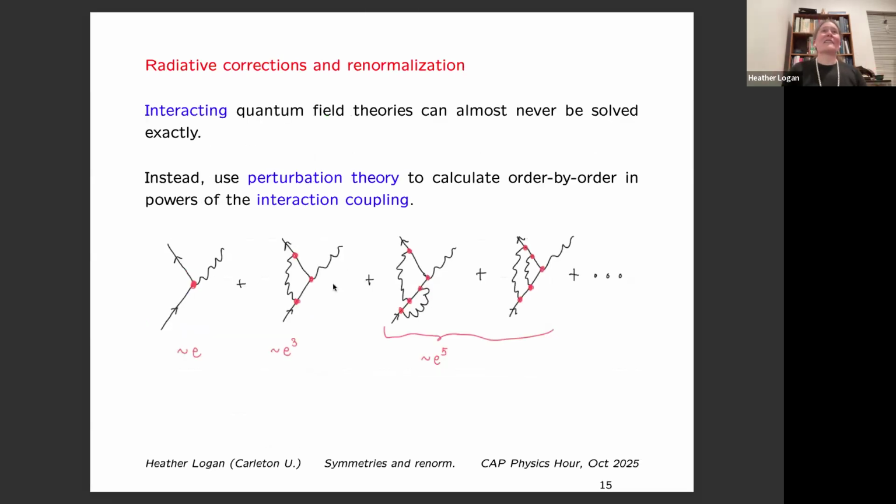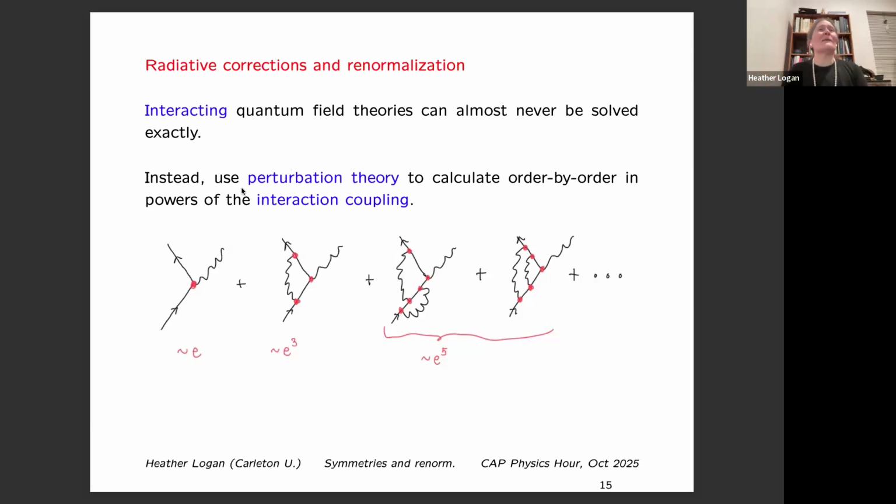So what do I mean by radiative corrections? Basically the idea here is that if you have a quantum field theory and there's interactions in it, which is like all interesting quantum field theories, they can almost never be solved exactly, which sucks. The reason you can't solve them exactly is basically because it's not a linear differential equation. It's a nonlinear differential equation, and so you can't just get a complete set of solutions and then do superposition of those solutions, right?